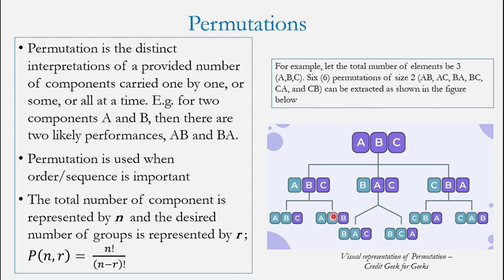You can read more on the sources in the video description. Here we have total elements A, B, C. We can make 6 permutations of size 2. That is, from ABC, we can get AB, AC, BA, BC, CA, and CB, as represented visually here.